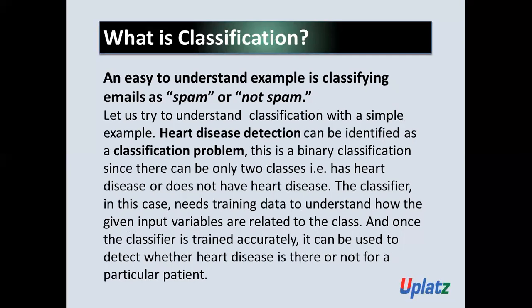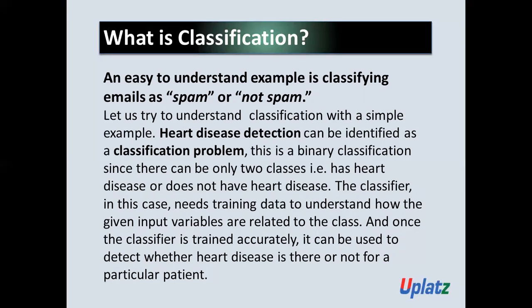Heart disease detection can be identified as a classification problem. This is binary classification since there can be only two classes: whether a person has heart disease or doesn't have heart disease.